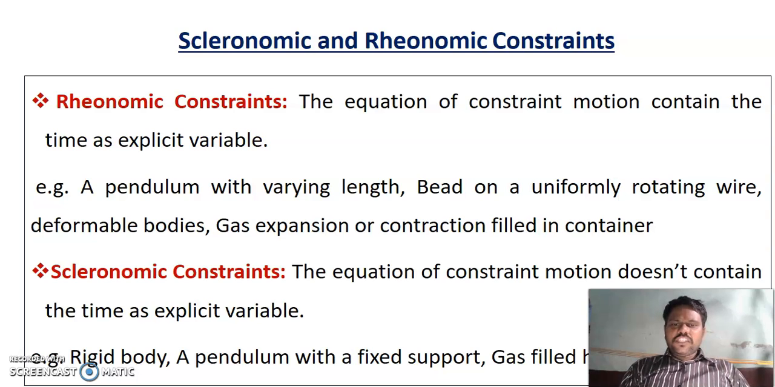If the equation of constraint motion doesn't contain time explicitly, they are known as scleronomic constraints. Example, a rigid body, a pendulum with a fixed support, a gas-filled hollow sphere.